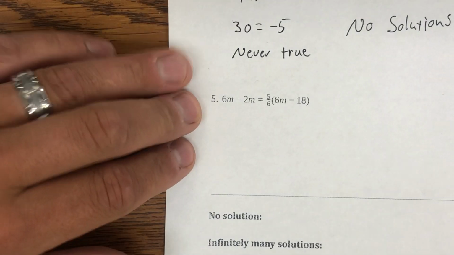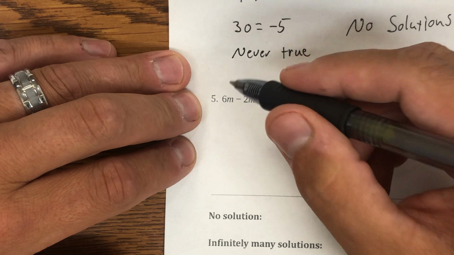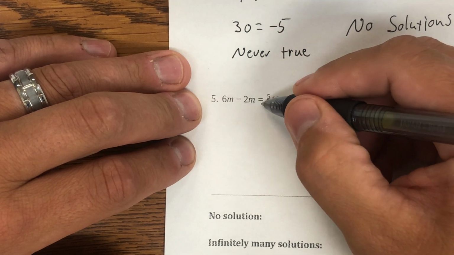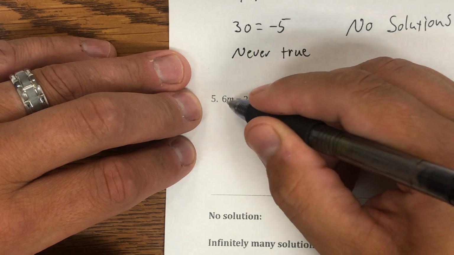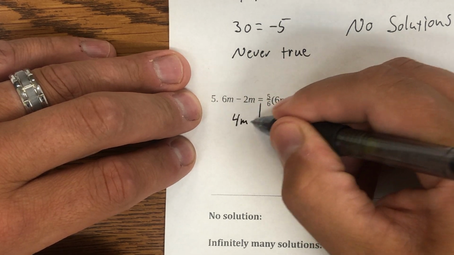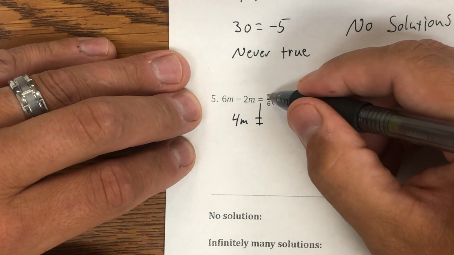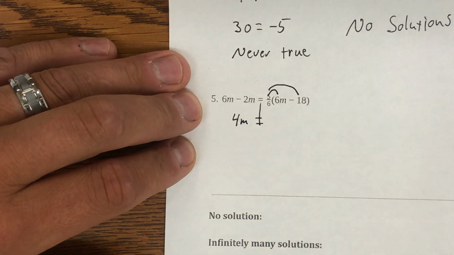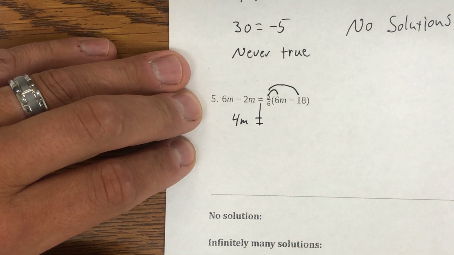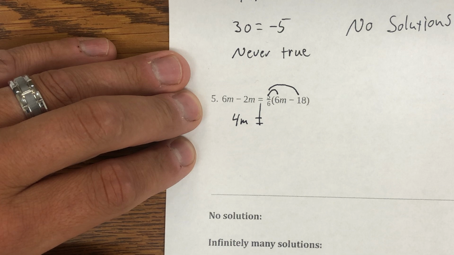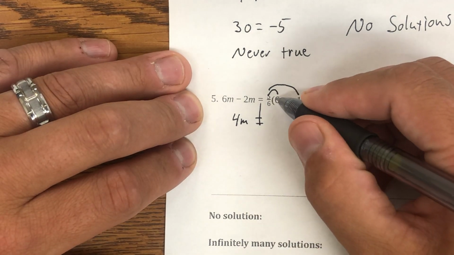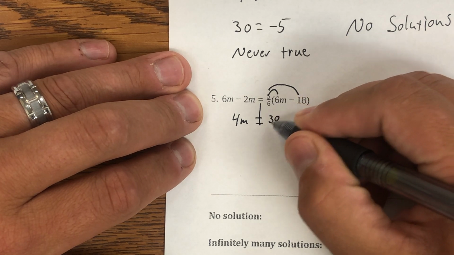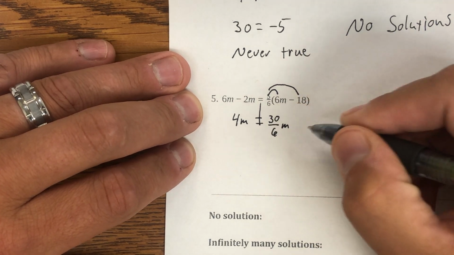And finally, last one, number 5. I have 6m minus 2m. I can simplify that. I'm going to do it. 6 minus 2, those are like terms. Both have an m. Turns to 4m. Equal sign. Have to distribute. We're taking 5/6 times 6. And when I take 5/6 times 6, when I multiply straight across, 5 times 6 is 30 over 6m.